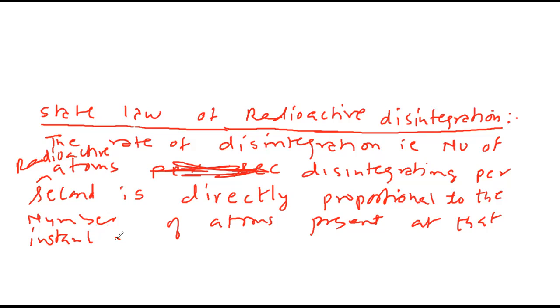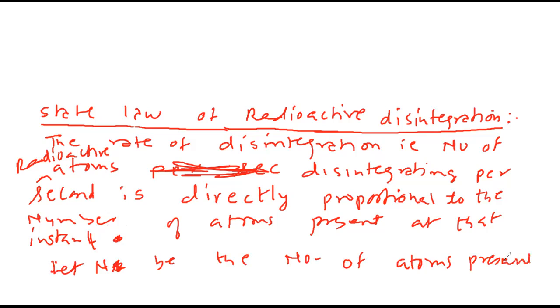Let n0, let n be the number of atoms present at any instant. Therefore, dn upon dt is proportional to n. Please copy till this.